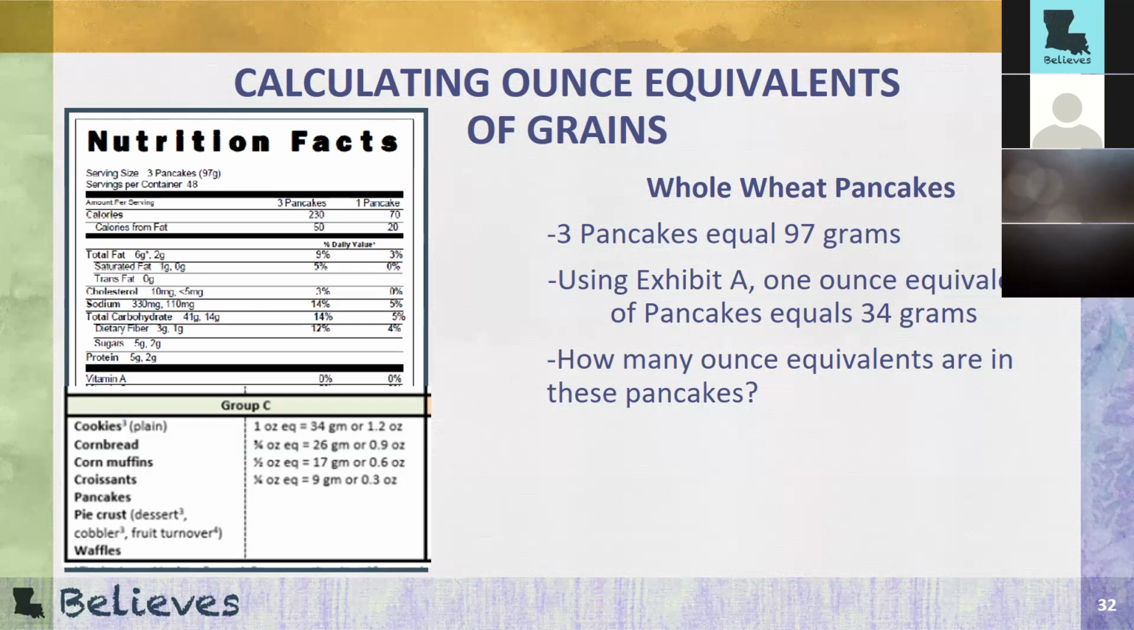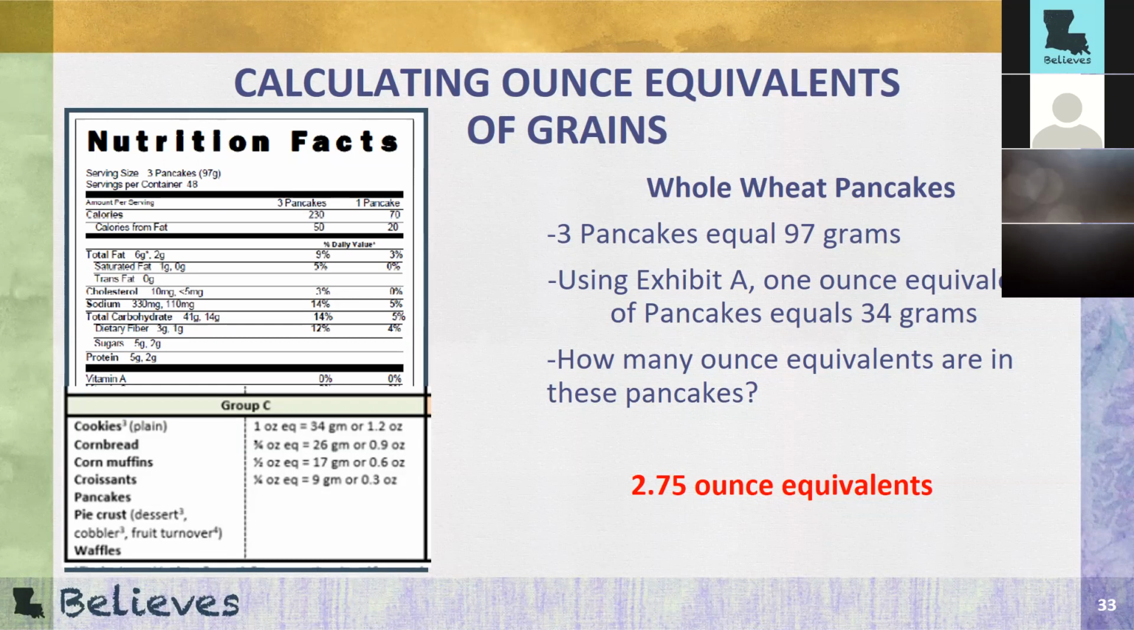Pancakes are in Group C of the Exhibit A chart, and I put a little screenshot of Group C on the slide. My pancakes weigh 97 grams. So how many ounce equivalents are in these pancakes? We're going to take the 97 grams and divide it by 34, because in Group C, that's how many grams it takes to equal an ounce equivalent.